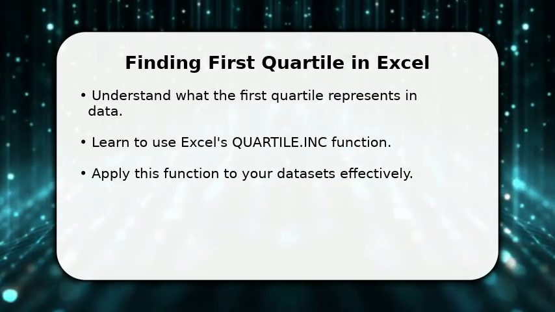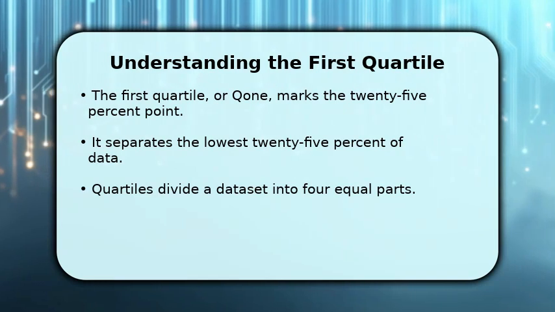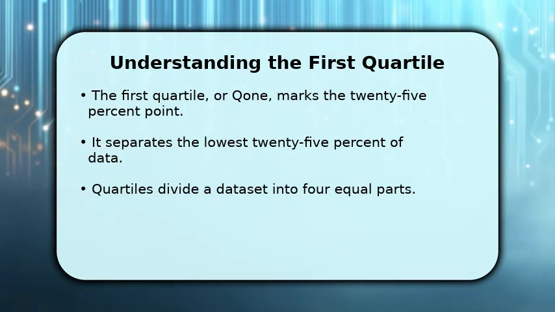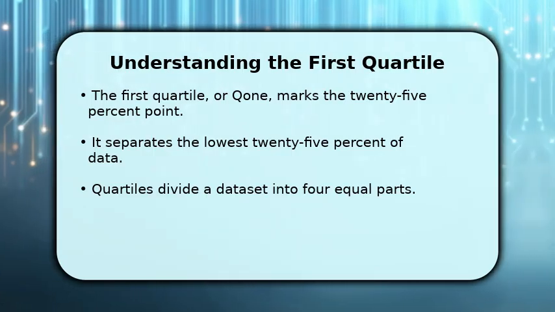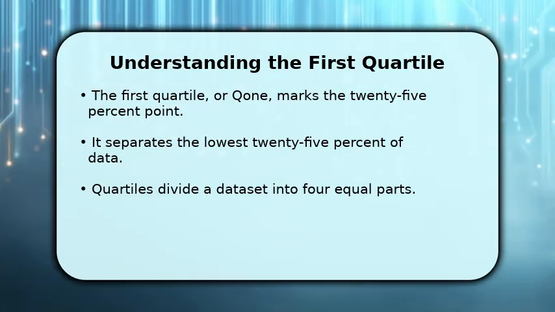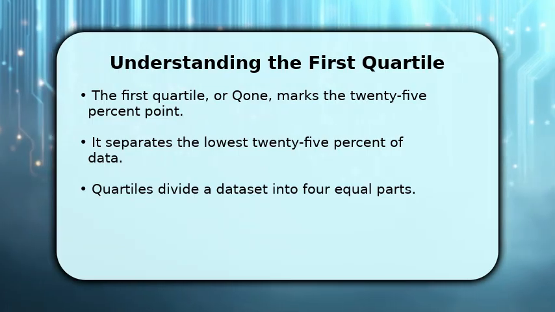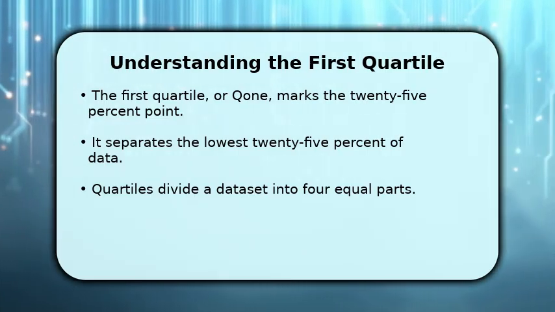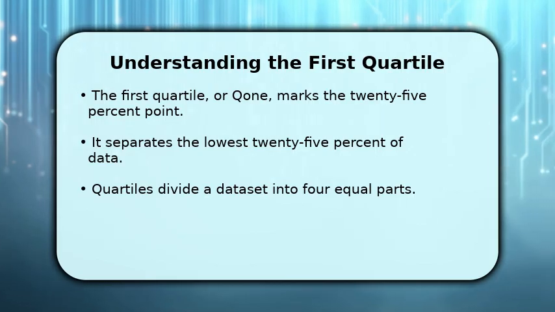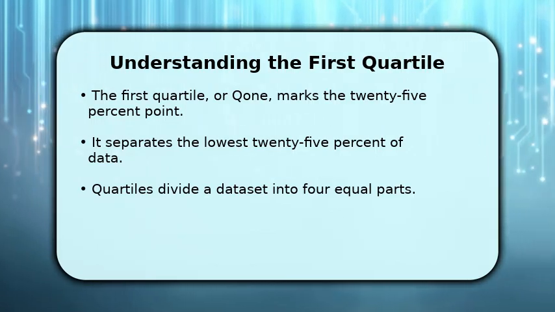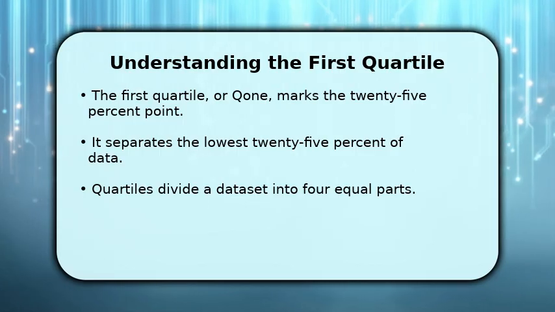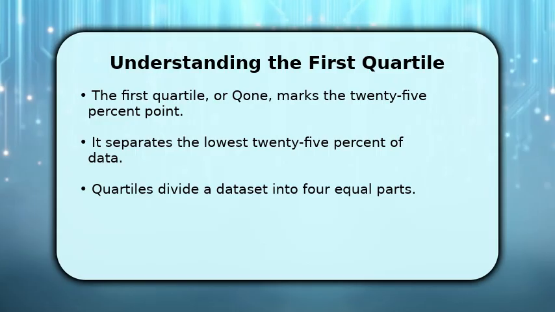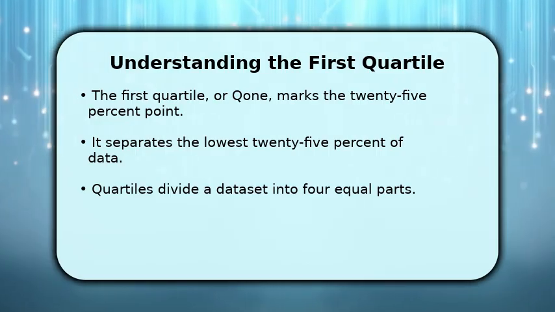Let's dive in. The first quartile, often called Q1, is a crucial measure in statistics. It represents the value below which 25% of your data falls. Imagine dividing your entire dataset into 4 equal sections. Q1 is the boundary of the first section. This helps you understand the spread and distribution of your data, giving insights into the lower end of your values. It's a fundamental concept for data analysis.